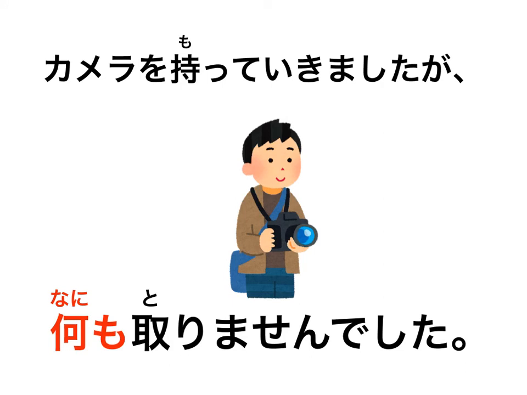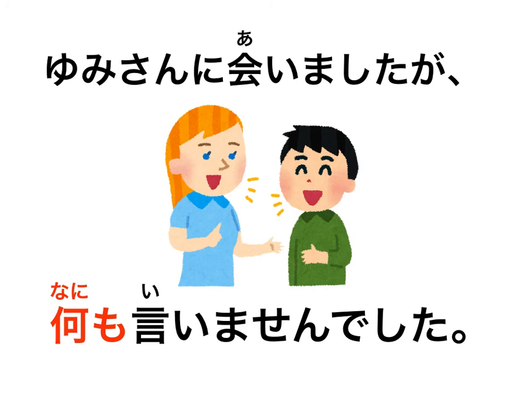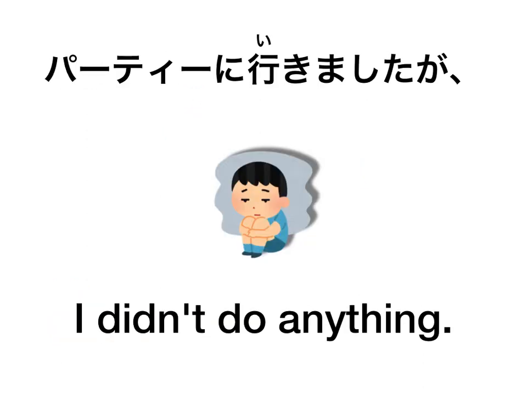カメラを持って行きましたが、何も撮りませんでした。ユミさんに会いましたが、I met Yumi, but I didn't say anything. Pause the video here. ユミさんに会いましたが、何も言いませんでした。パーティーに行きましたが、I went to a party, but I didn't do anything. Pause the video here.